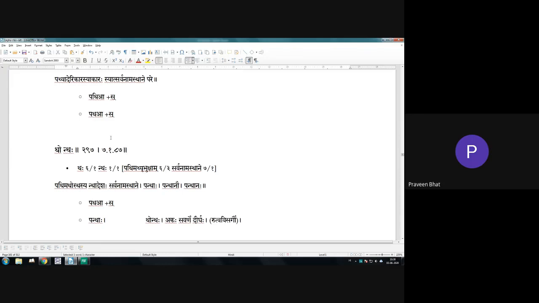So manthaha, panthaha, manthaha. So pathin means a marga, while manthaha means mathin. The word mathin stands for what you use to do manthana, mathani, as they say in Hindi. So that which is used to do manthana. In the samudra manthana, it will be the parvata which was used. That is the manthaha.